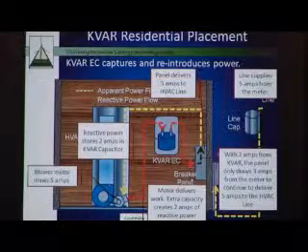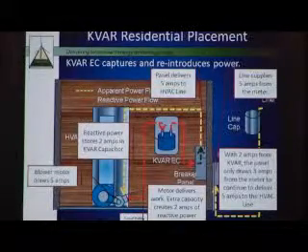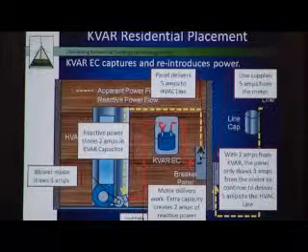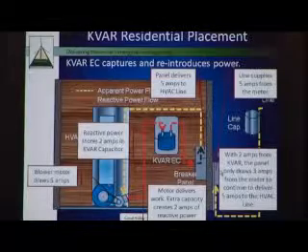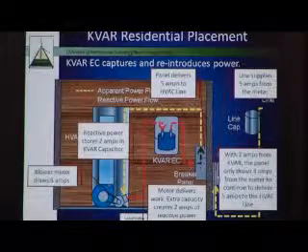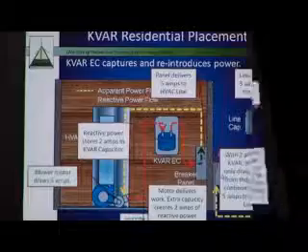If I'm providing 2 amps of reactive power back into the system, I only need 3 amps from the line. So you can see how I've significantly reduced the amount of power being drawn through the meter, which again is the amount of power that I'm paying for.